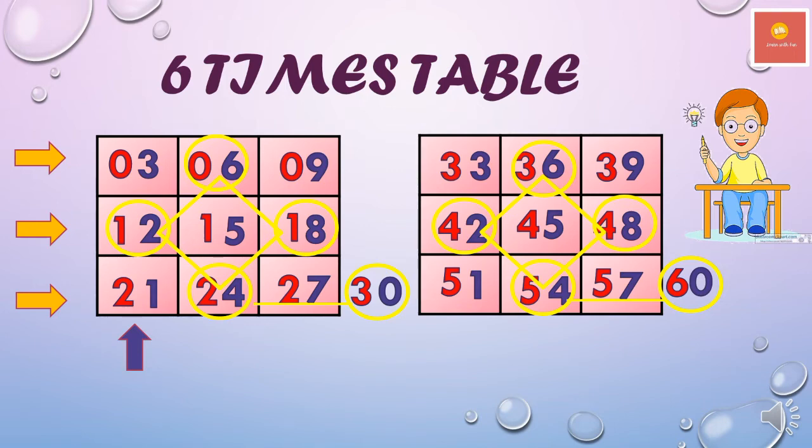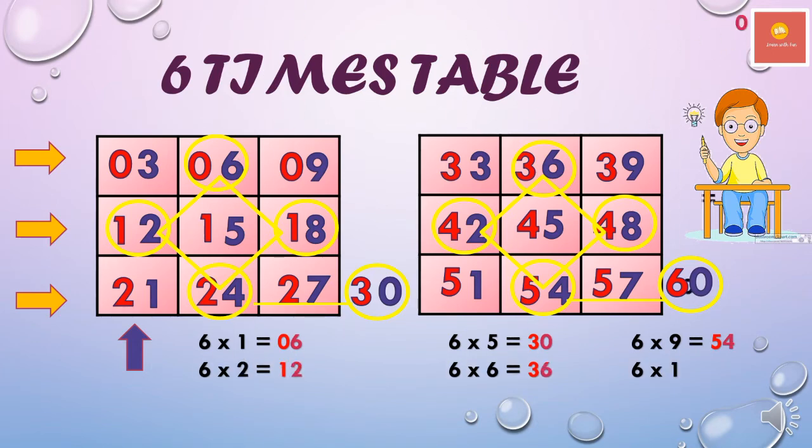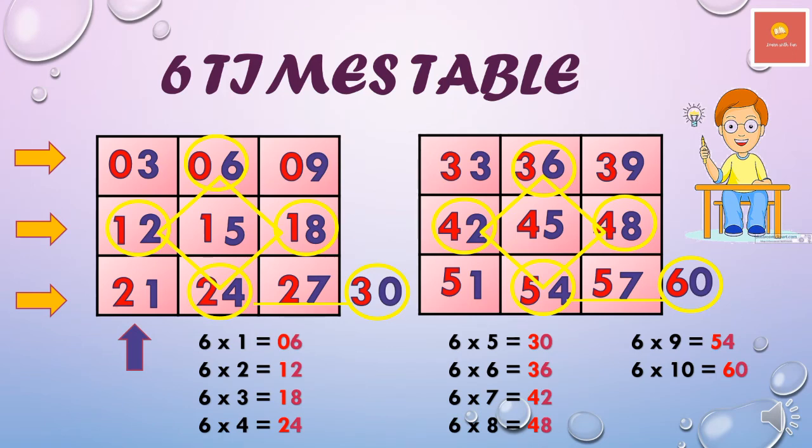Very nice. So we have done with the 6 times table. 6 ones are 6. 6 twos are 12. 6 threes are 18. 6 fours are 24. 6 fives are 30. 6 sixes are 36. 6 sevens are 42. 6 eights are 48. 6 nines are 54 and 6 tens are 60.